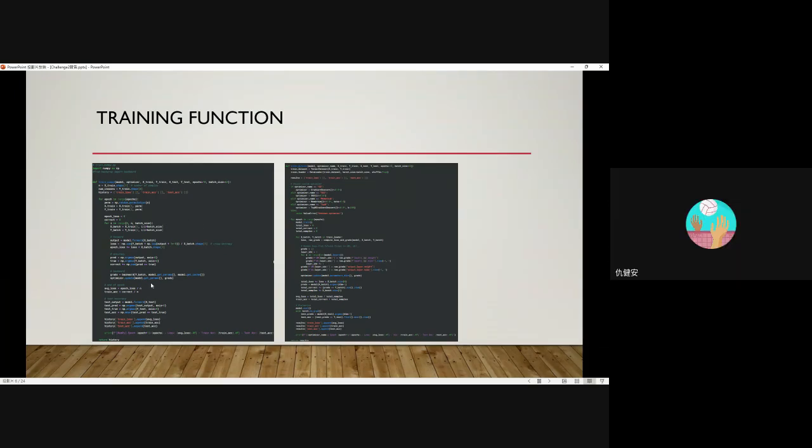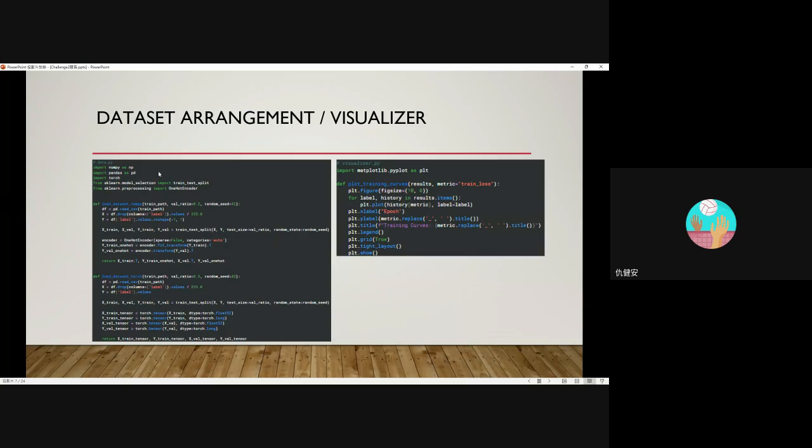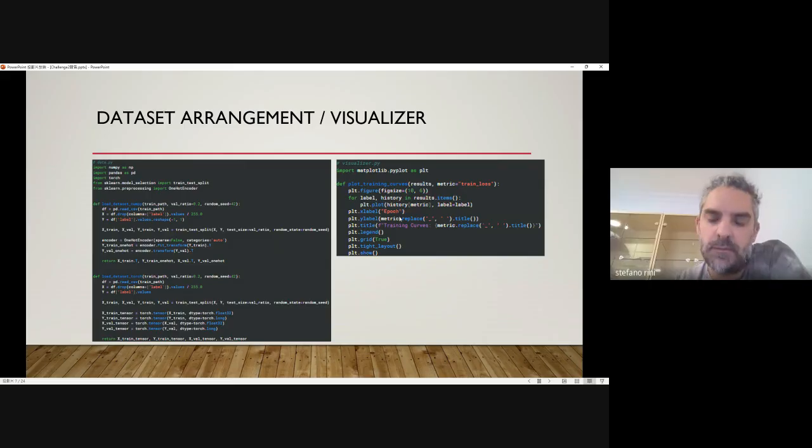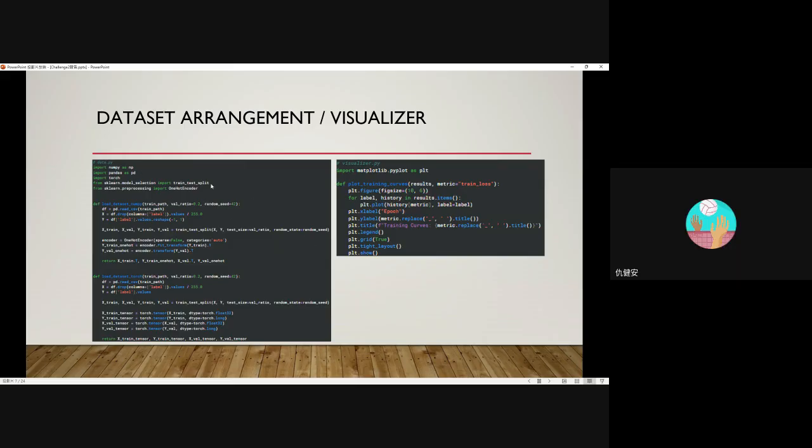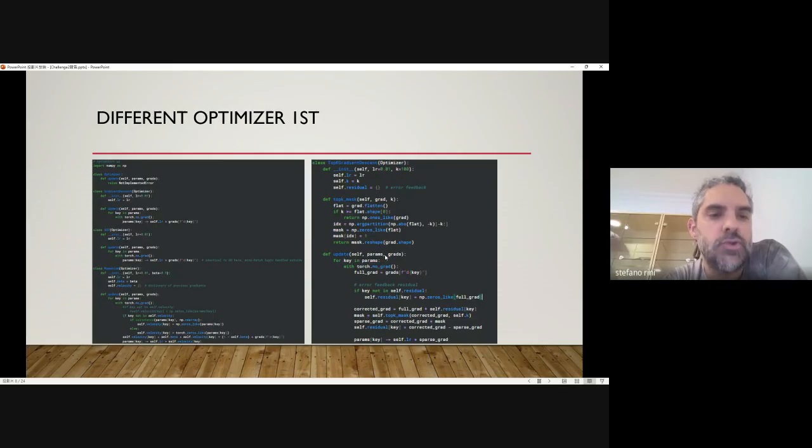Here is just the training function, and later will be the optimizer. So here is just the training function to train both models. And here's the dataset arrangement and visualizer. The visualizer is just to plot the outcomes of every training epoch. And for the dataset arrangement, we get the dataset and then separate it into the training dataset and validation dataset. You also normalize the dataset and so on. Usual stuff.